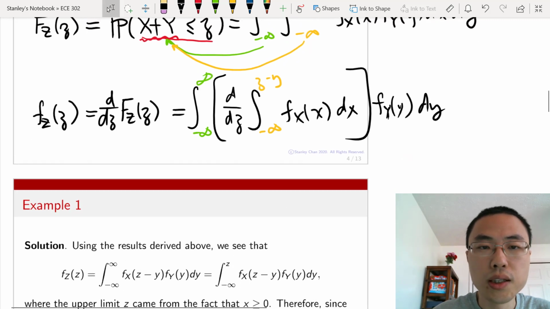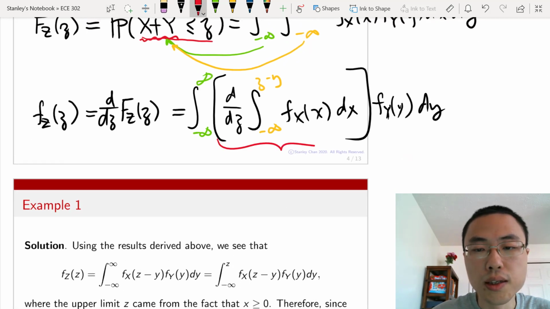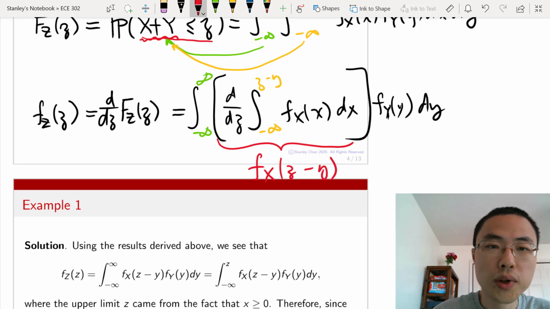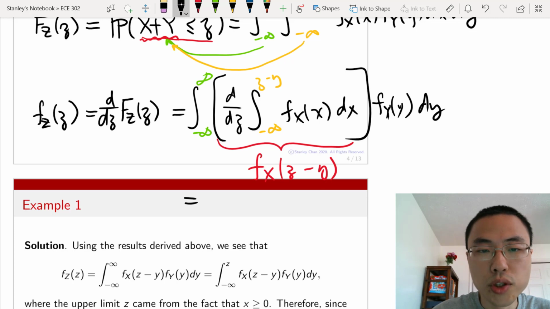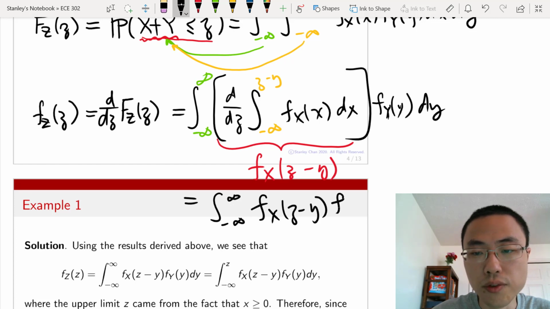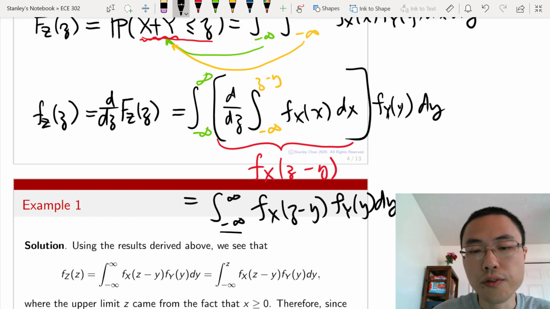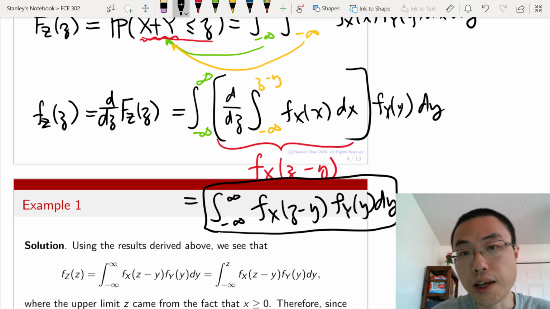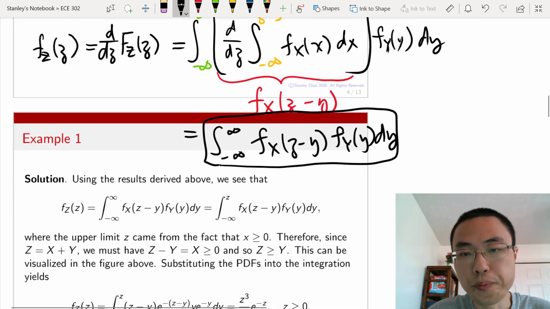Now, when you look at this inner integration, by the fundamental theorem of calculus, this will give you fx of z minus y. So you plug this into the previous expression, and you have the integral from minus infinity to infinity of fx of z minus y times fy of y dy. So this is really the convolution that we talked about last time. I hope you have recalled the memory.